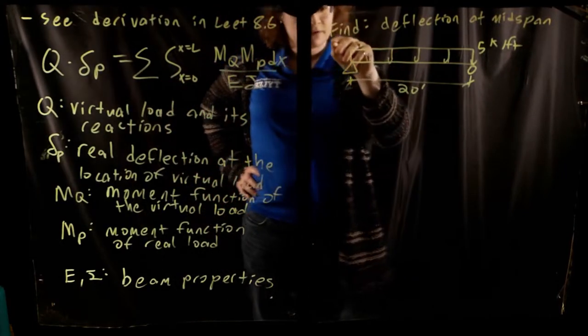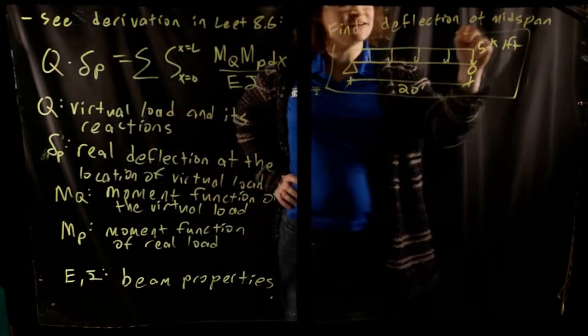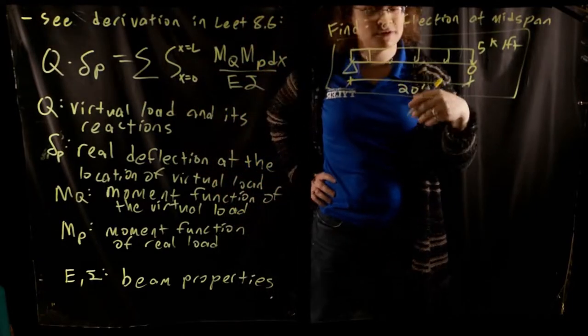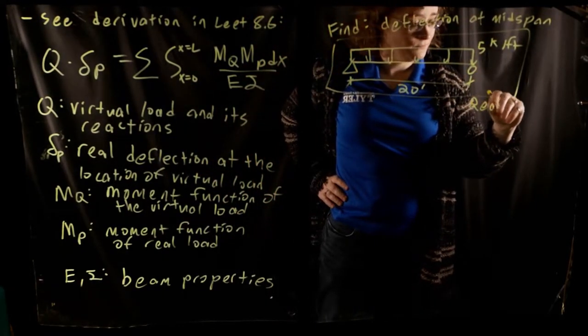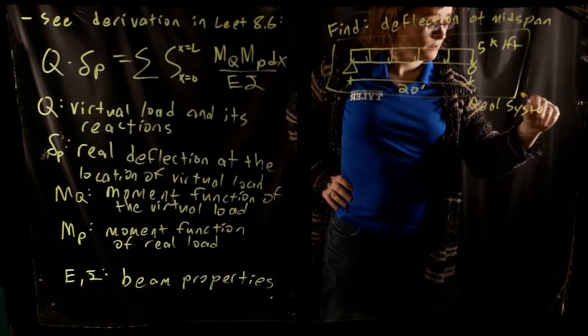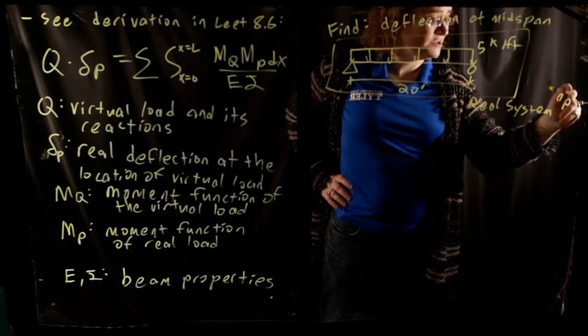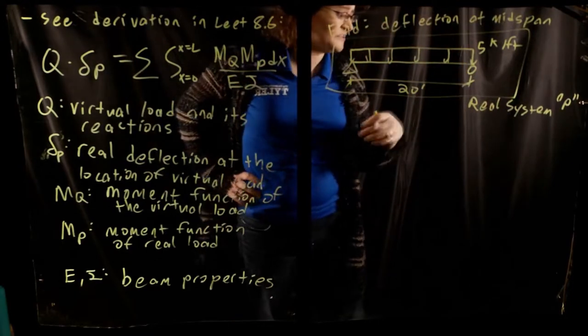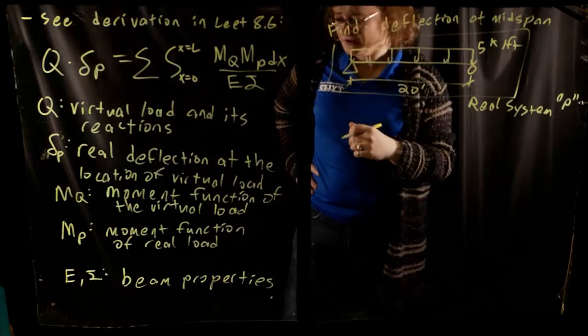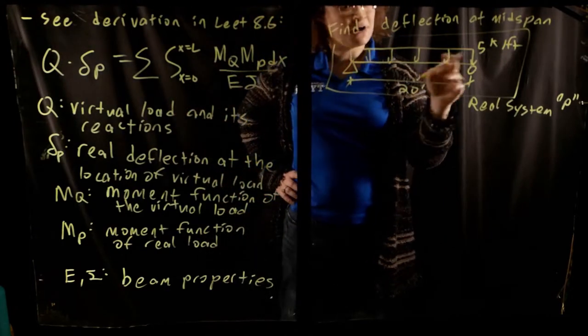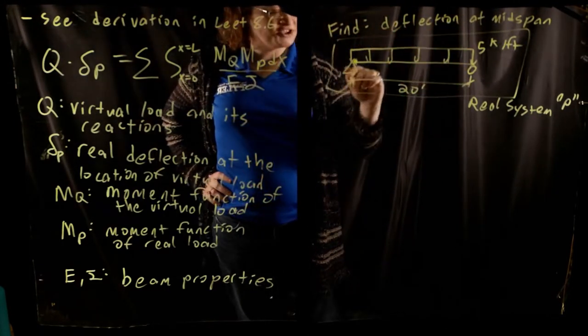Well, this represents my real system. This is the actual beam with the actual loads applied to it. This is P, our real system. We use the subscript P, or the variable P, for these. And so I'm asking for the deflection at mid-span.